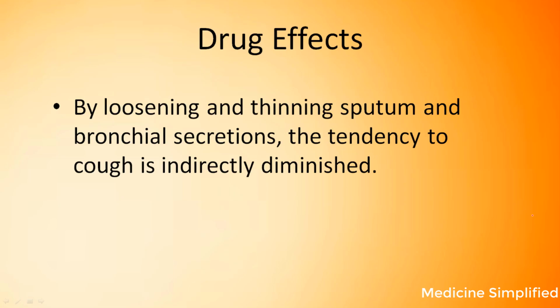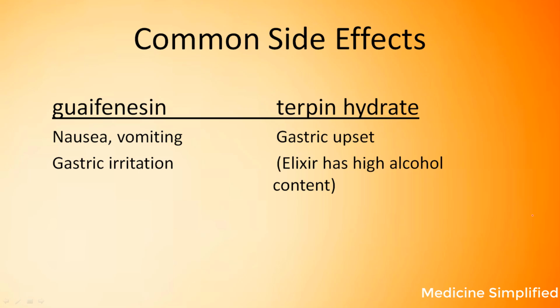Coming to the drug effects, effects are seen by loosening and thinning sputum and bronchial secretions. The tendency to cough is indirectly diminished. So what are the common side effects? Guaifenesin causes nausea, vomiting and gastric irritation. Terpin hydrate causes gastric upset.